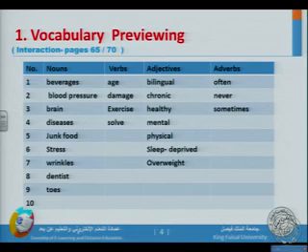We will start with the nouns: beverages, blood pressure, brain, diseases, junk food, unhealthy food. Junk food means unhealthy food. Stress means to be upset and confused. And wrinkles means the lines that appear in your face when you grow up.